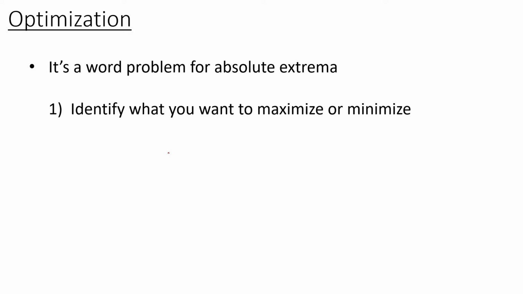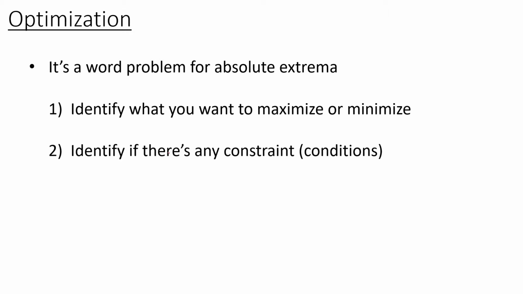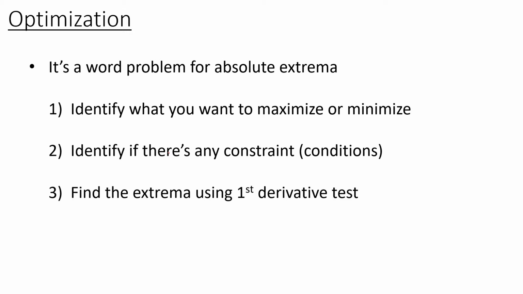First, identify what you want to maximize or minimize. Two, identify if there is any constraint, also known as conditions. Third, find the extrema using the first derivative test. So let's take a look at how to solve an optimization problem.